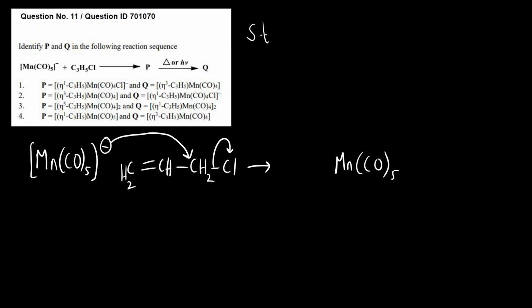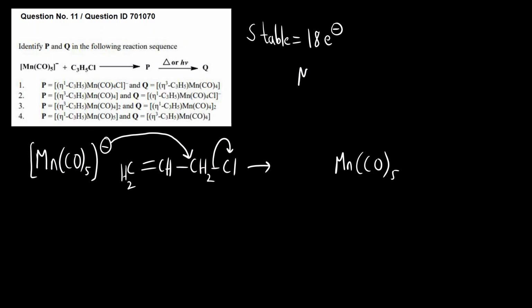Now what do we want? We want a stable species. And which are the stable species? Stable species are ones that have 18 electrons, that is, a total valence electron count of 18. So carbonyl gives 2 electrons. There are 5 carbonyls, so 5 into 2 is 10.